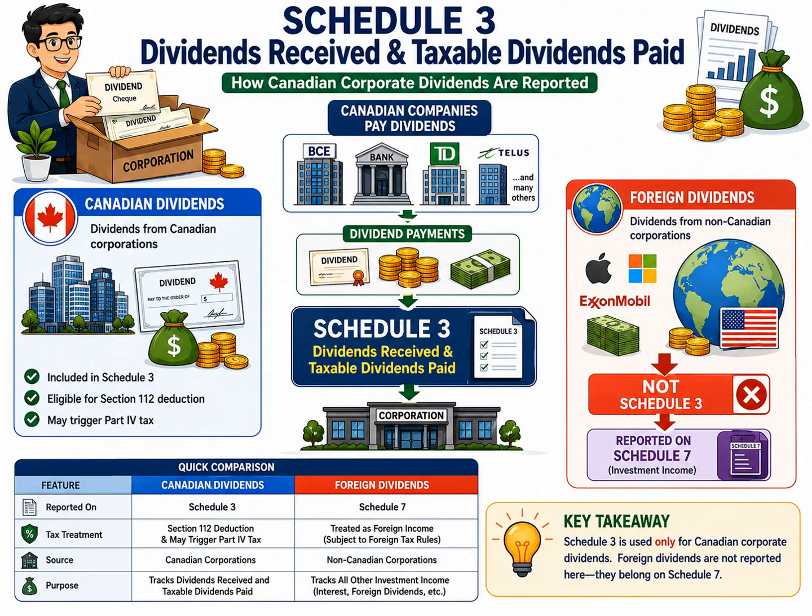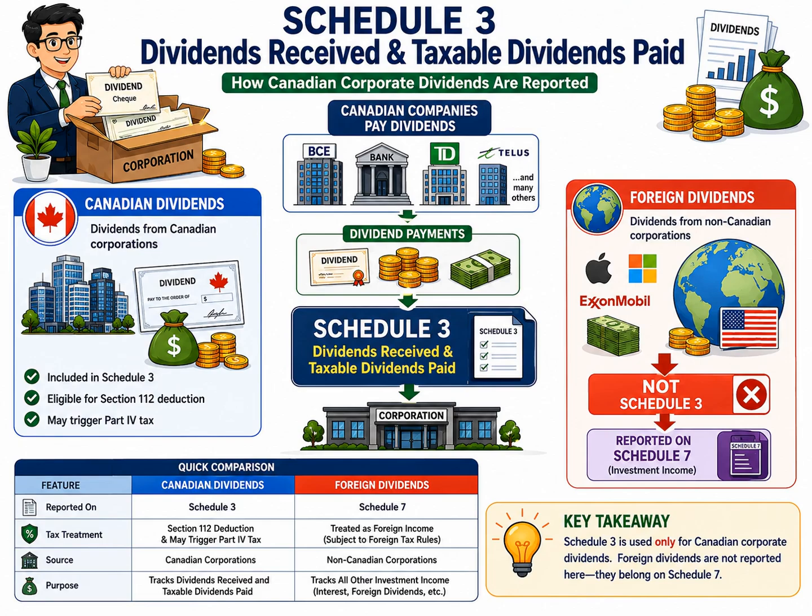In this slide, we'll introduce Schedule 3, one of the most important schedules in the T2 corporate tax return for reporting dividends. Schedule 3 is used to report dividends received from Canadian corporations, as well as taxable dividends paid by the corporation to its shareholders. Think of it as the corporation's dividend tracking schedule.